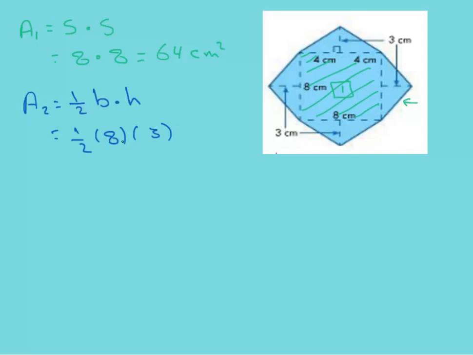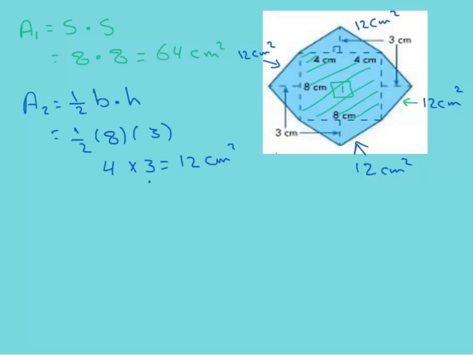What is the half of 8? Is 4. Multiply by 3, the answer is 12 centimeter square. And all of these triangles are equal. The area of this one is 12 centimeter square, and this one, and this one, and this one also 12 centimeter square.